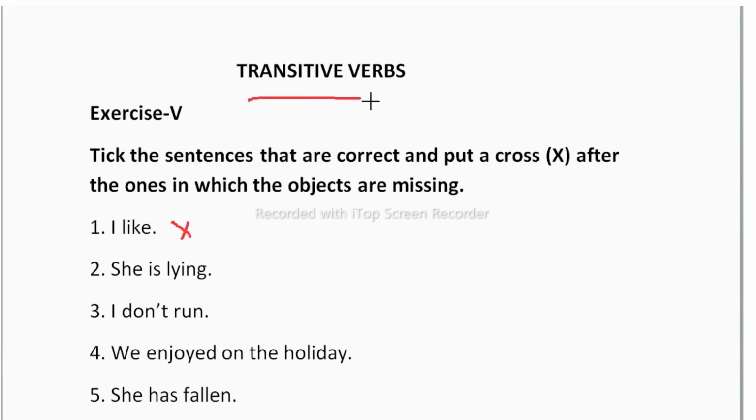So here in this bit you have to identify transitive verbs. Now let's see the second one. She is lying. Now here also again the object is missing. She is lying to someone. Something should be here.